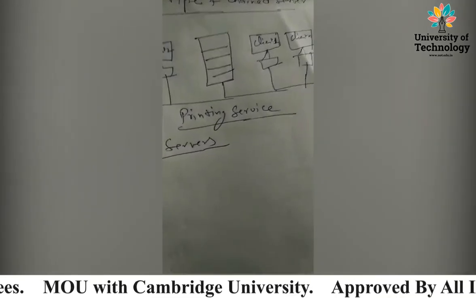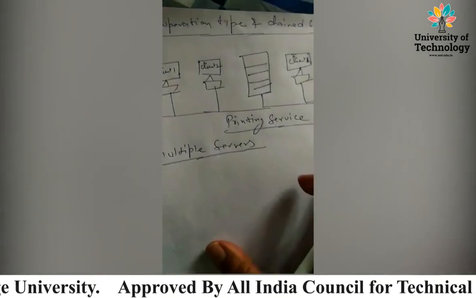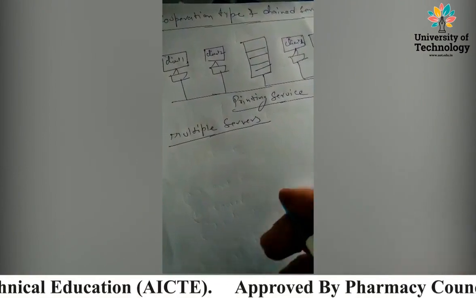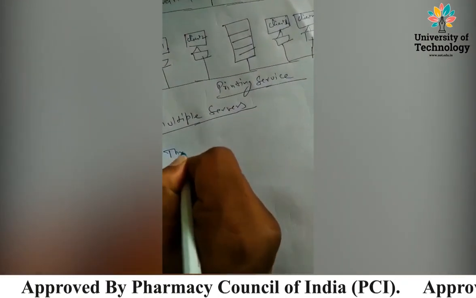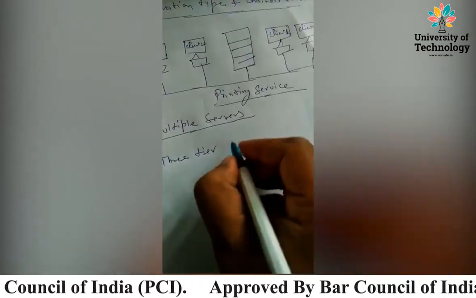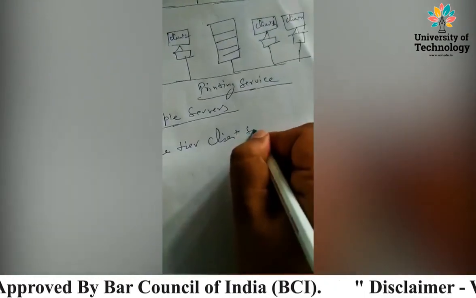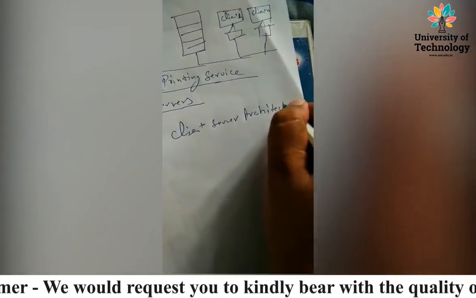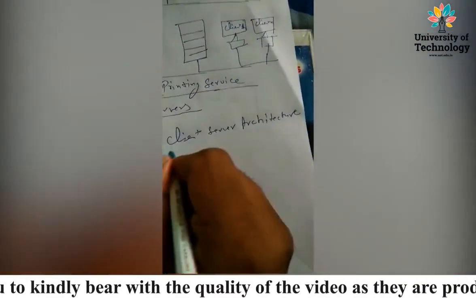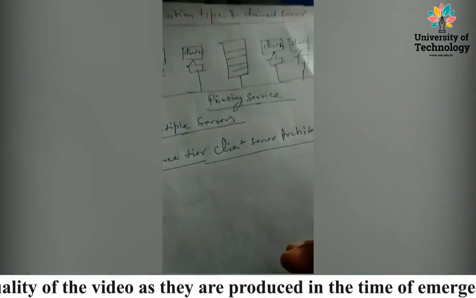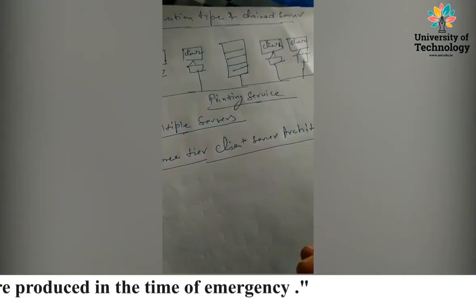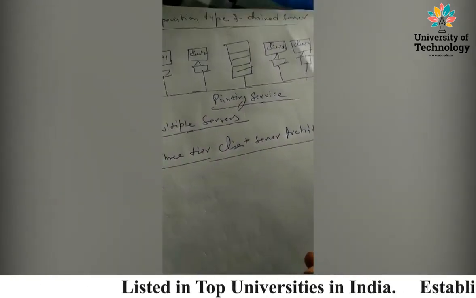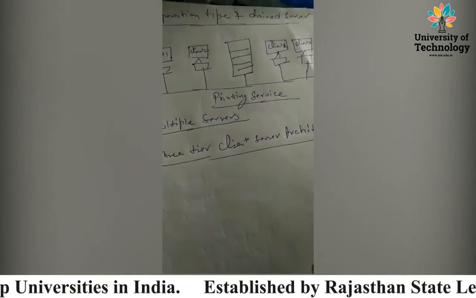Now let's discuss the three-tier client-server architecture. The three-tier client-server architecture is the extended client-server model, adding a middle tier to support the application logic and common services. This architecture has the following three types of components.